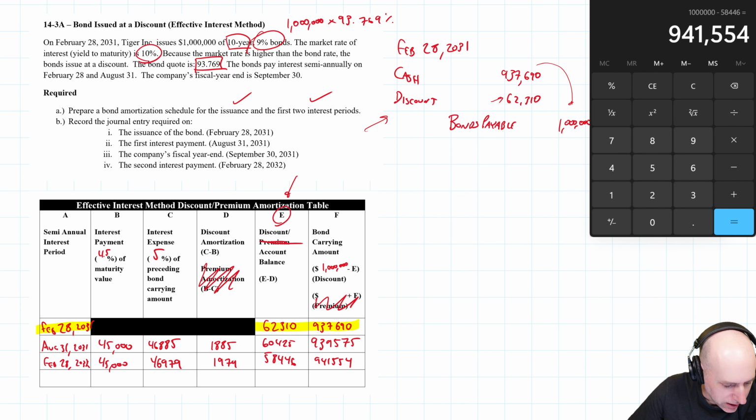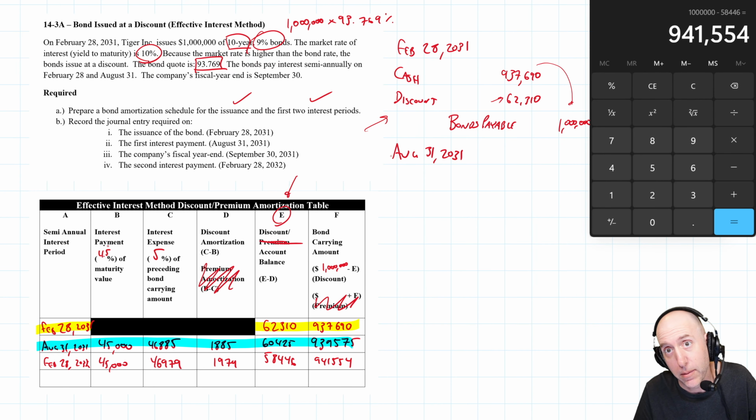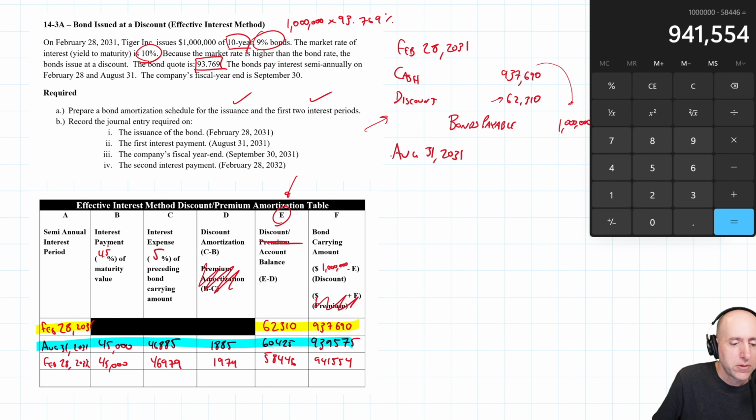The next journal entry is for August 31st. And look at that. We got an August 31st line on our table. If you have the line on your table, it's an easy journal entry. Why is it easy? We just pull the numbers off the table. So the table is the hard part. But once you get there, the journal entry should be easier. Although I will say, a lot of times when I get students to practice this for my class, they get really good at the table and then they forget the journal entry. So you got to know how to do both.